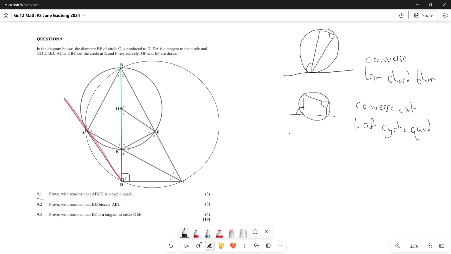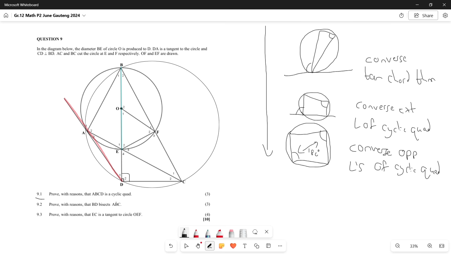From there, a common third one is to prove opposite angles are supplementary. So if this angle plus this angle add up to 180 degrees, then therefore we can also draw a circle around this quadrilateral, touching all 4 points. And this is called converse opposite angles of cyclic quad, which means we can look for either of these three in this scenario, but the proof that we are going to use has to do with converse angles in same segment. Because if we have a bow tie, as we can see over here, there are quite a few bow ties in the scenario, and we can prove that this angle equals this angle.